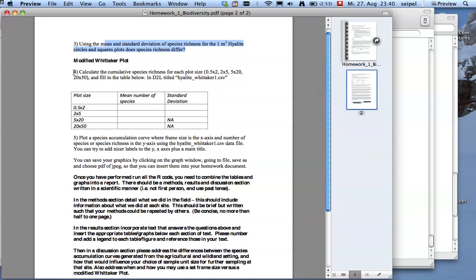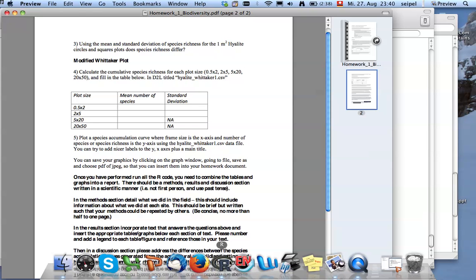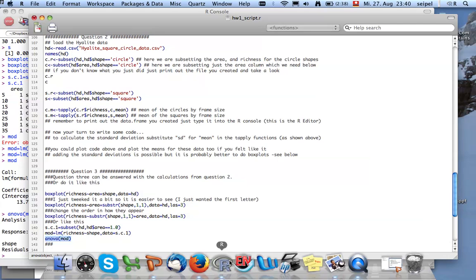Question 4 is to calculate the cumulative species richness for all these plot sizes. You're going to want to fill it into this table right here, and this is from the Whittaker plot that we did up in Highlands. You'll remember that there were 10 5x2s, 2 2x5s, 1 5x20, and 1 20x50. So I'll go back to R and I'll call that up.